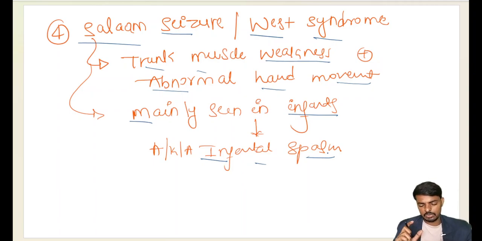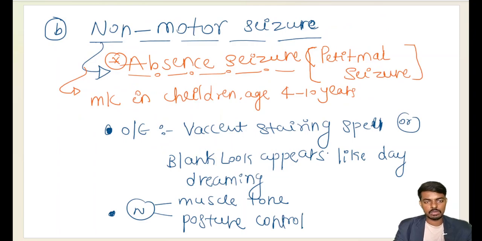You can also type West syndrome and infantile spasm in Google, and you will get videos of babies and infants. For your imagination and memory purposes, you can see that in Google. In this, trunk muscle weakness occurs with abnormal hand movements. That is what we call the Salaam seizure, West syndrome, or infantile spasm. Very important. So these are all the motor seizures occurring in generalized seizures.